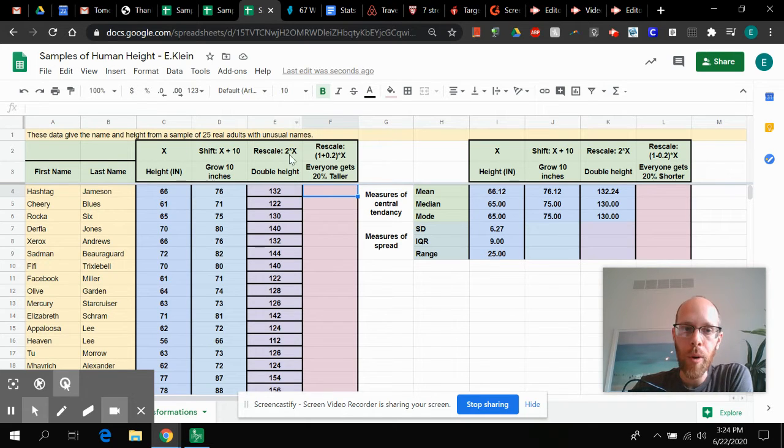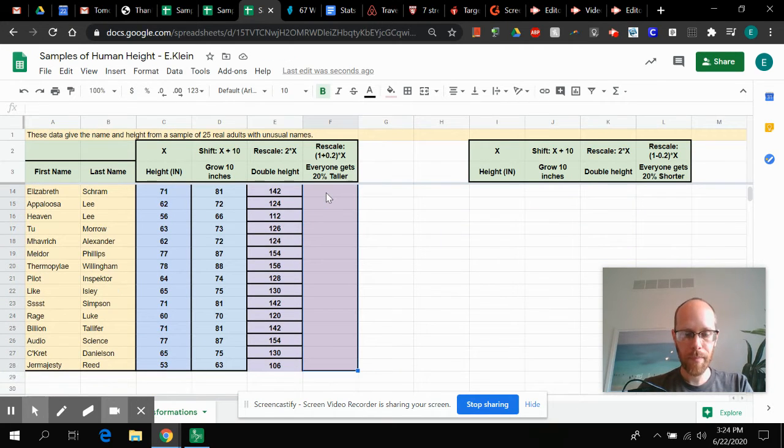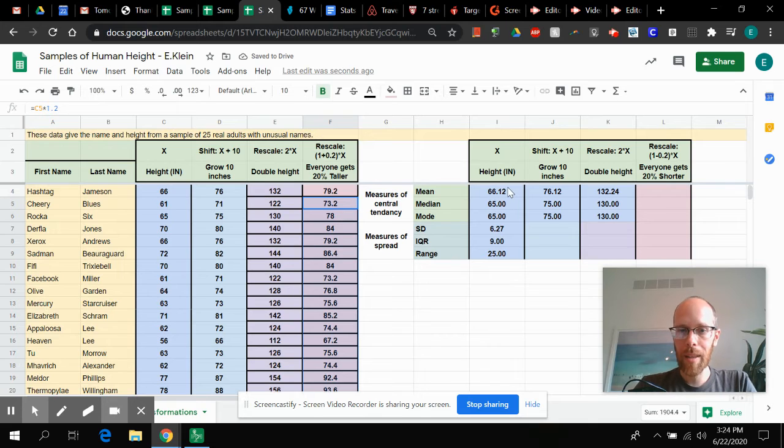What you have to do is say 20% as a decimal is 0.2. And so what we are doing is rescaling by a factor of 1 for their original height plus 0.2. Or in other words, we are multiplying by 1.2. So right here, I'm going to take C4, multiply by 1.2, and then copy that formula all the way down the page. And one last time, note that that is going to take each one of our measures of center, the mean, the median, and mode, and multiply them by 1.2.